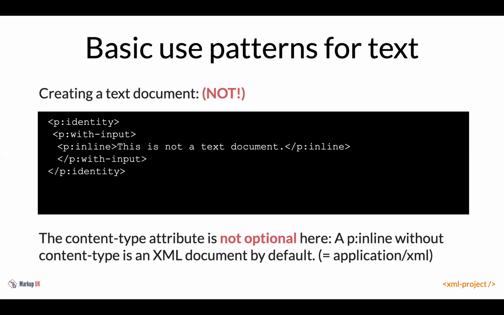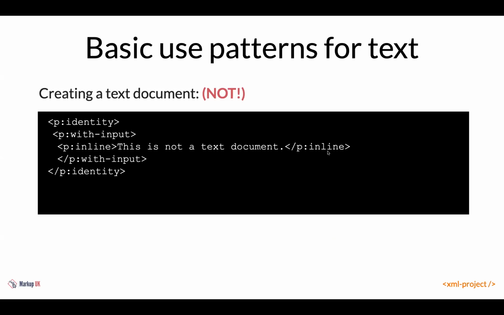If you leave out the content-type attribute on p:inline, or you leave out the p:inline completely, the processor will treat this as an XML document. And so what you get here is an XML document, one document node with a text node, so same representation as a text node. But if you ask for the content type of the document, it will be application/xml, and it will be serialized as application/xml. And as this is not a proper XML document, it probably won't serialize.